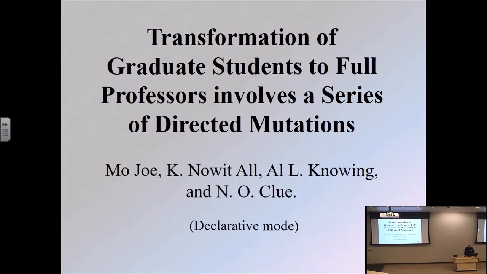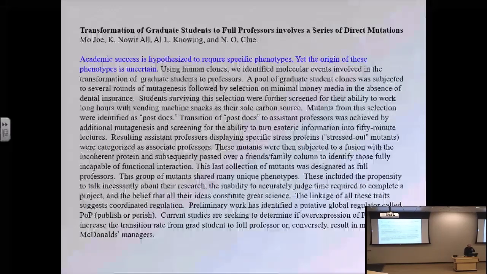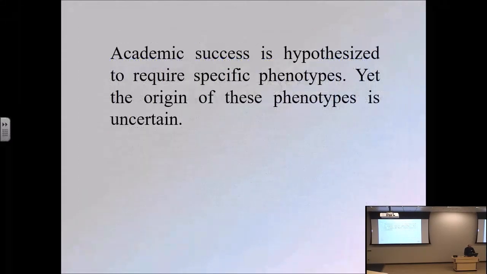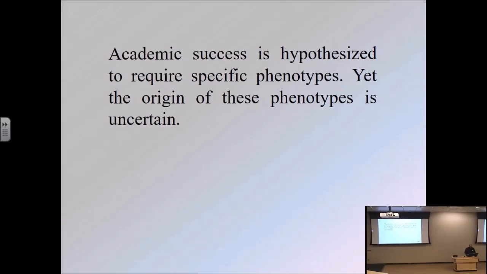Now, in this abstract, the first 2 sentences constitute the introduction. What are we looking at? Why are we looking at it? "Academic success is hypothesized to require specific phenotypes." So we're establishing the question we're looking at. That's our hypothesis. "The origin of these phenotypes, though, is uncertain." So that's the question. That's our challenge. This is why this work needs to be done, or needed to be done.